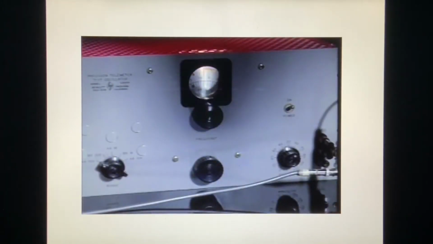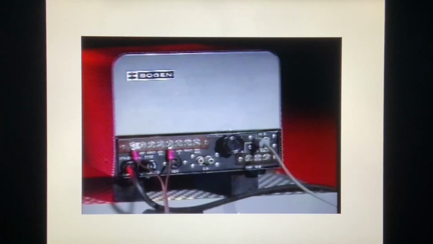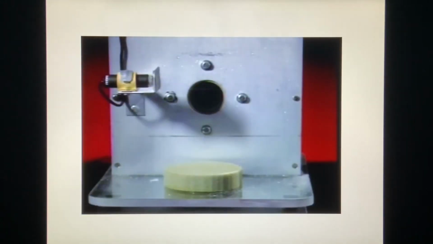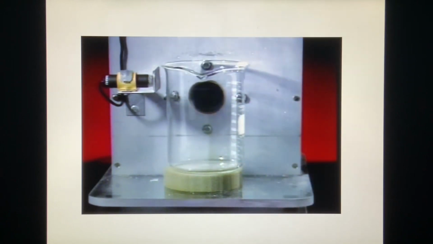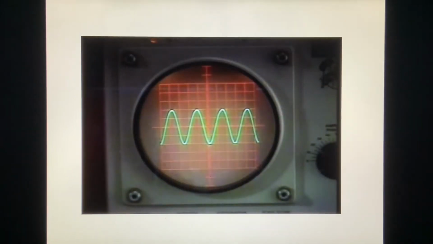For this demonstration, we use a stable oscillator, a power amplifier, and a horn driver which can handle a large amount of power. The beaker is positioned on a foam rubber pedestal in front of the hole from which the sound emerges. The sound wave emitted by the vibrating beaker is picked up by the microphone to the left of the beaker and displayed on the oscilloscope.